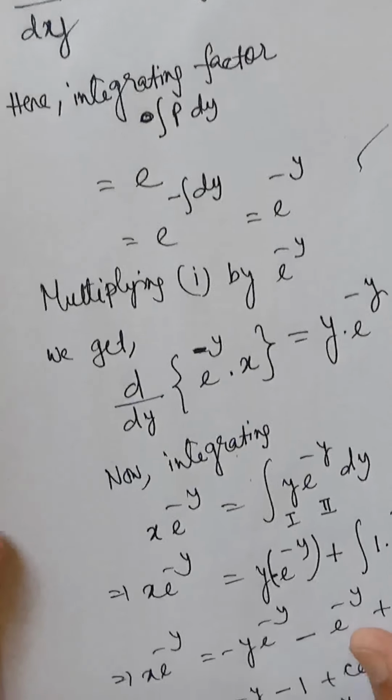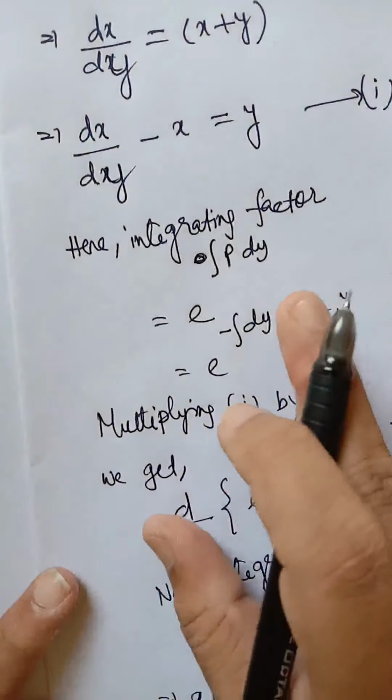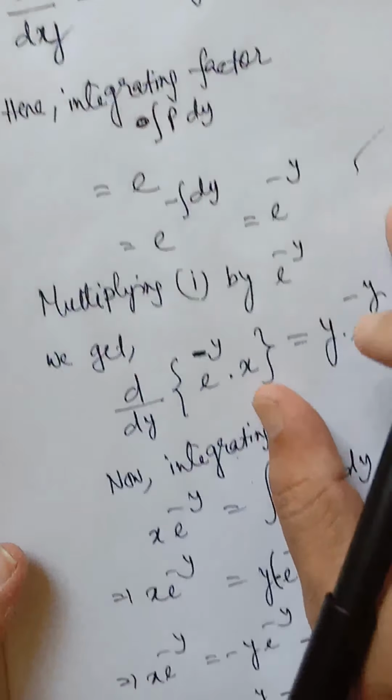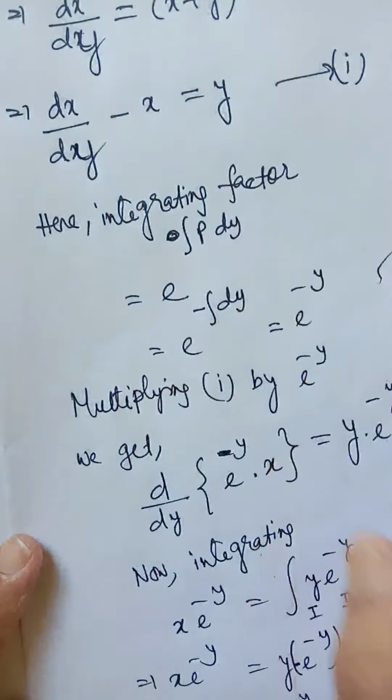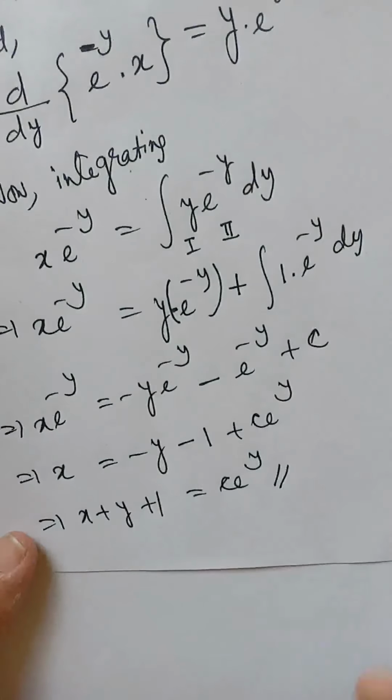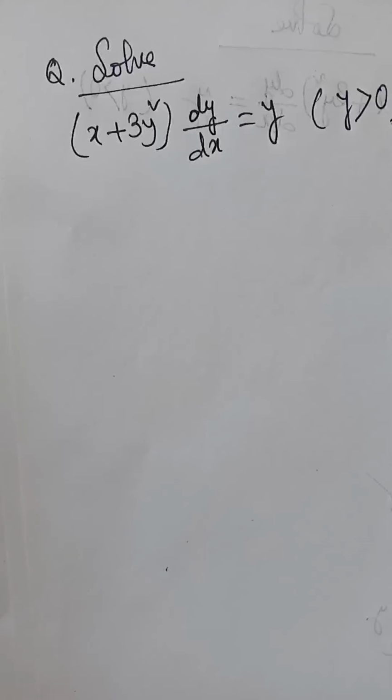And now what you have to see, this is of the second form. This is of the form dx/dy plus px equal to q. Let me solve another question of this type.